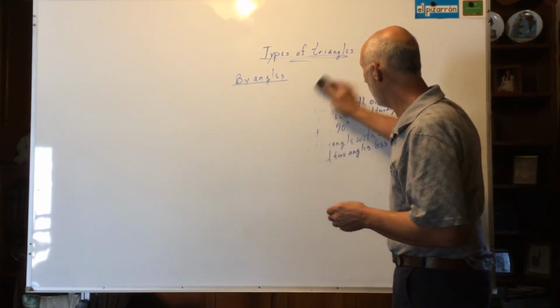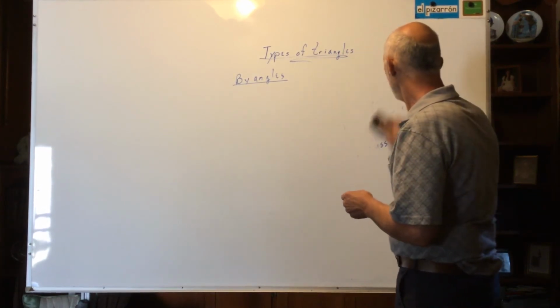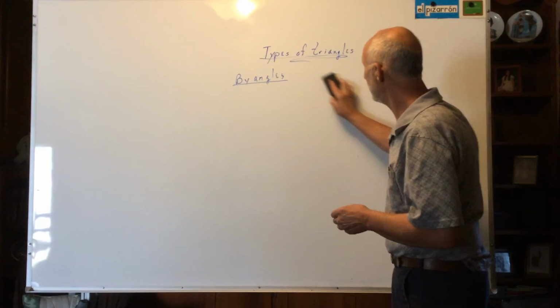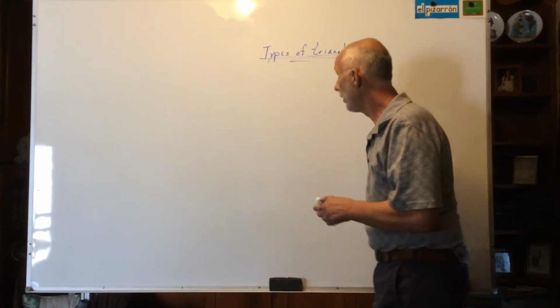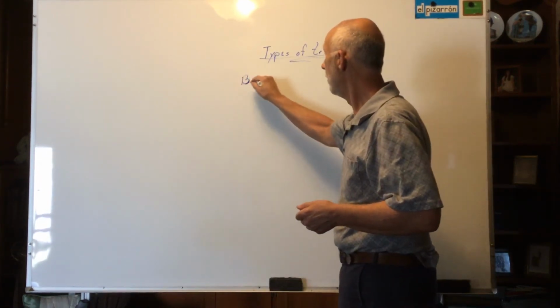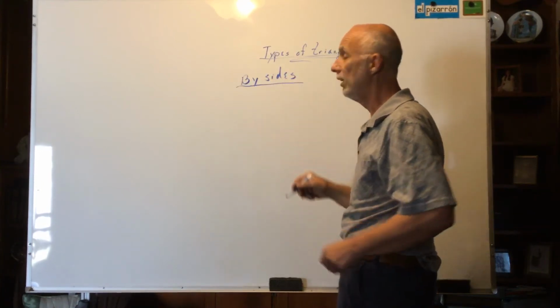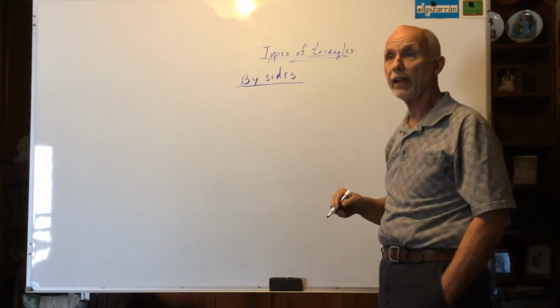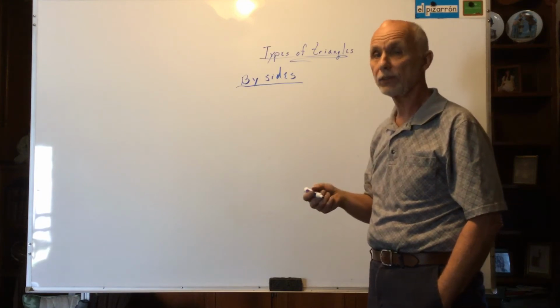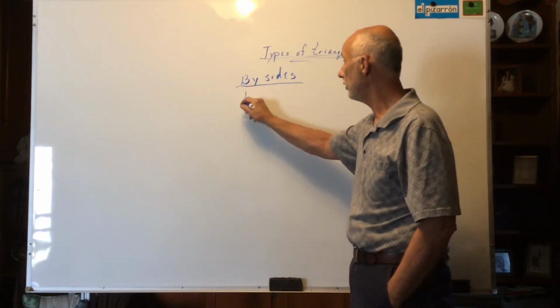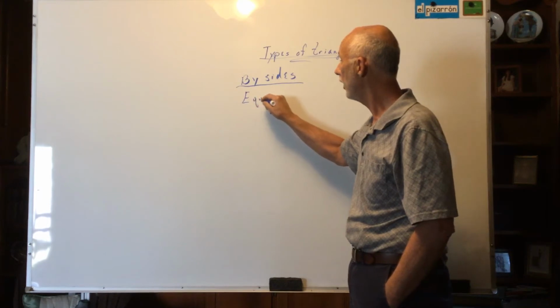Then you can talk about a triangle by its sides. When I want to talk about classifying triangles by their sides, there are three situations you can have with the sides. Now remember, you have three sides. So the first kind is called an equilateral triangle.